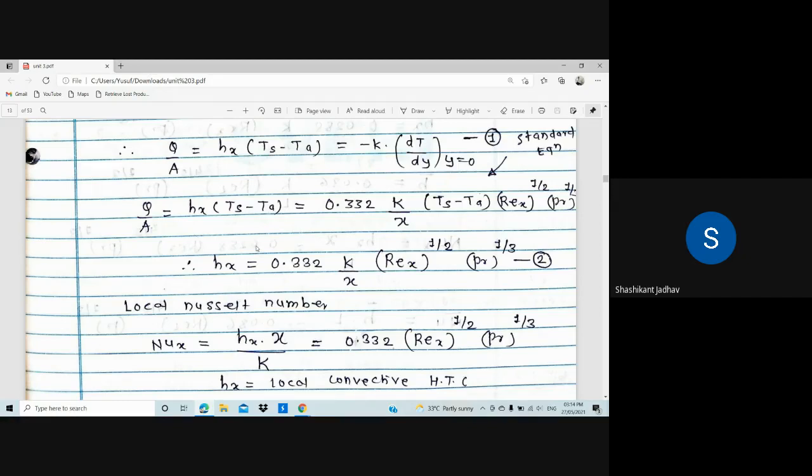Okay, so we have to directly write down this equation. We have to remember this equation. This is one of the standard equations to calculate the rate of heat transfer. So we have to directly write down the equation. Q by A is equal to Hx into bracket Ts minus Ta is equal to 0.33.